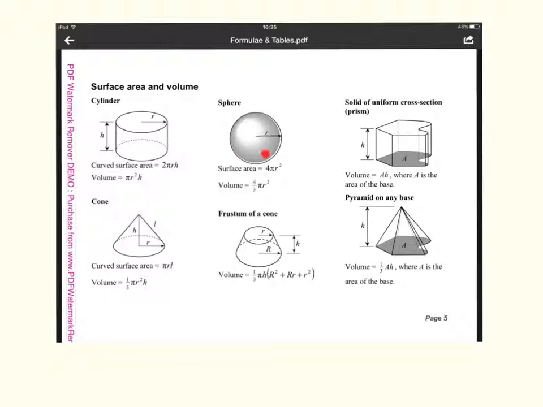Then you've got a sphere, you've got the surface area. Again, a sphere is just like a football, a 3D object. So surface area would be on the face of the sphere, and the volume would be what makes it up, okay? How much room it takes up, that's the volume.